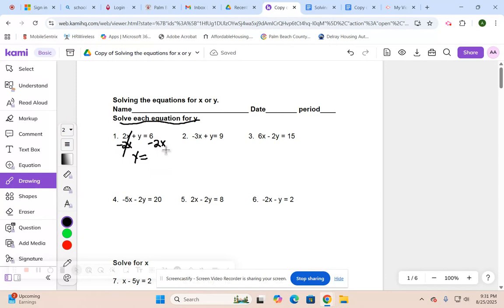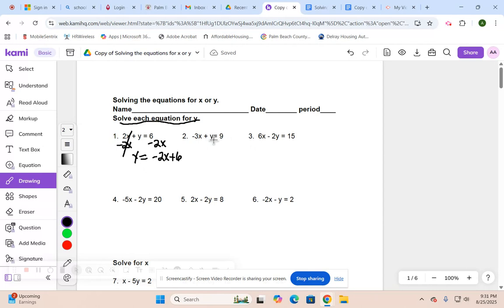The sum of these two terms is negative 2x plus 6. We can't combine them because they're not like terms. And that's it. We did it. We rewrote this equation in terms of y. All right? Let's go ahead and do the next one.